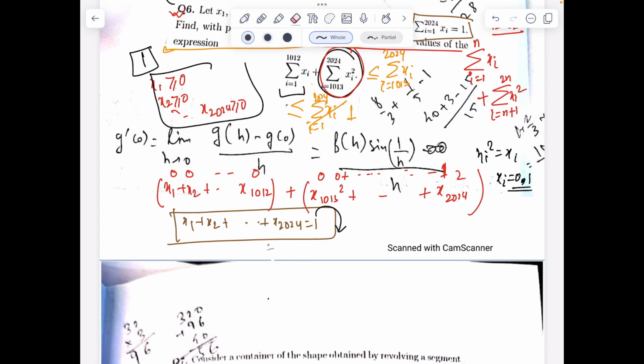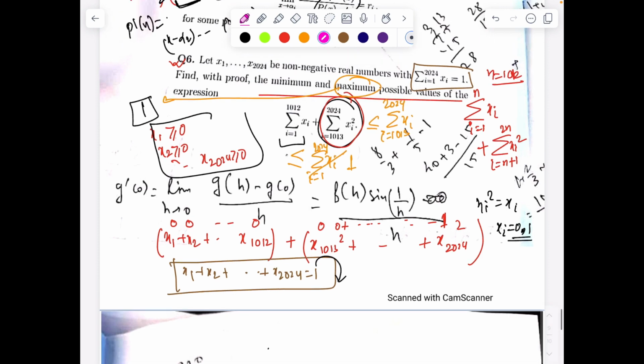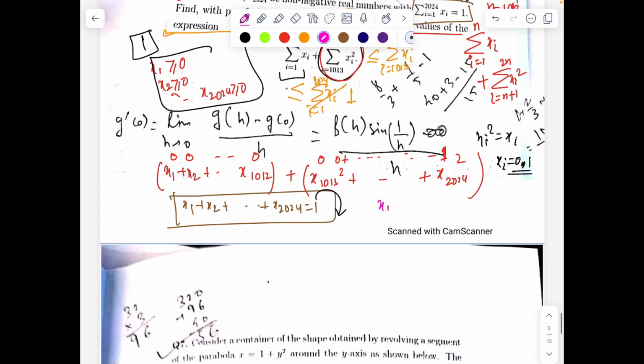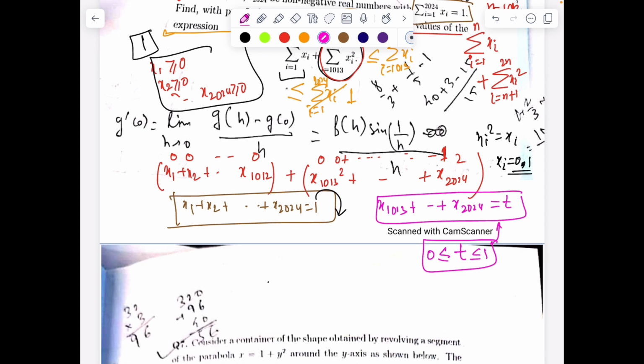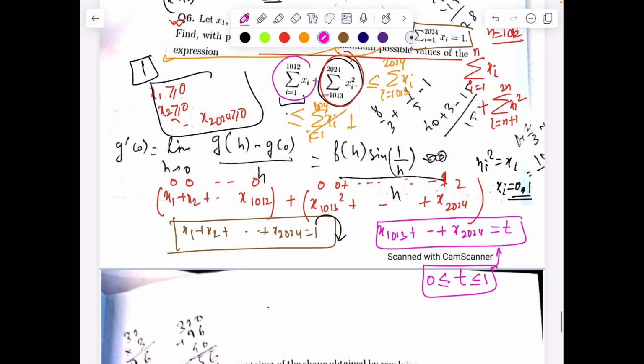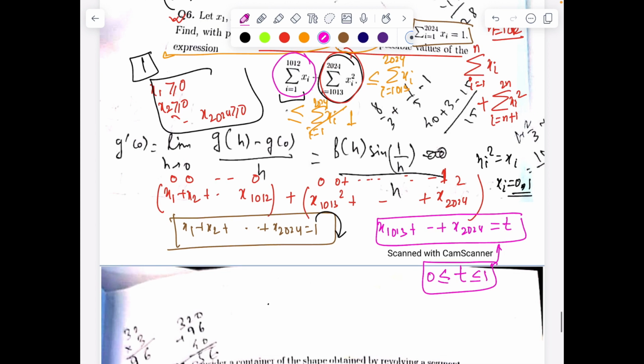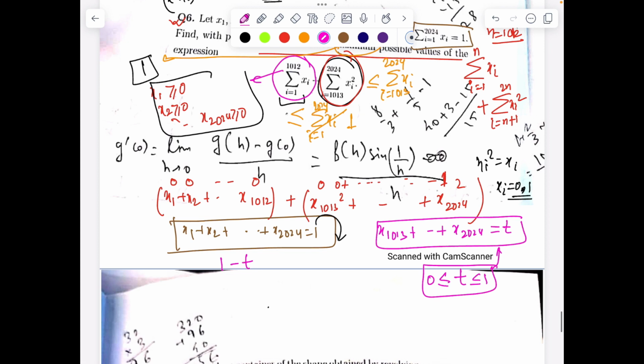The more interesting and a little bit technical case is to find the minimum one. So here we'll have a slightly different approach, and the approach goes like this. Let's say the second part of this summation, x1013 to x2024, I define as some real number t. So clearly t lies from 0 to 1 according to the problem statement. Now what is sigma xi from 1 to 1012? That will become 1 minus t, because 1 is the total summation till 2024. So this is nothing but 1 minus t.